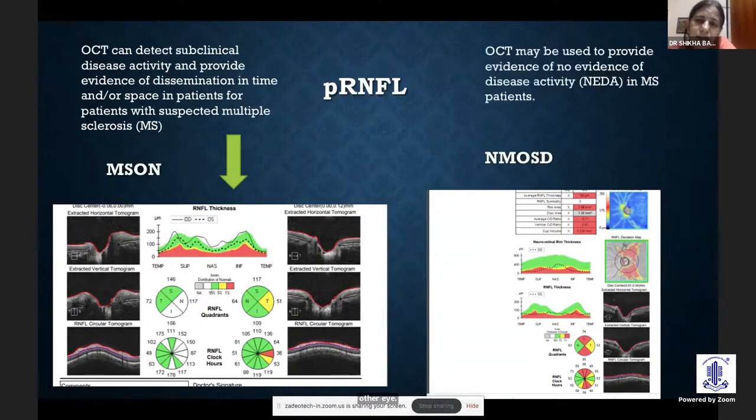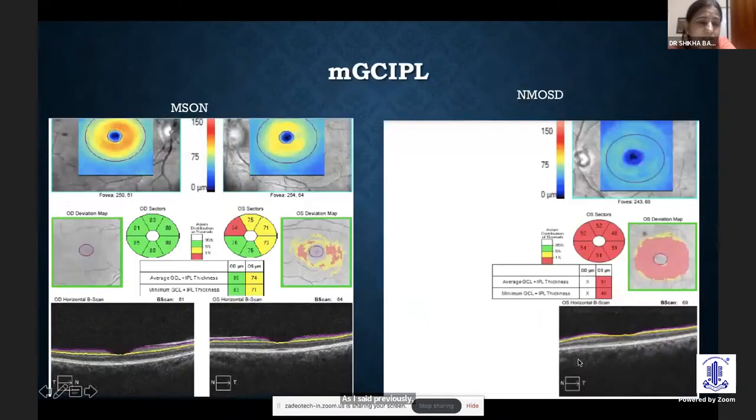OCT can also be used to provide evidence that there is no activity. If the OCT RNFL thickness remains the same, then one can say that there is no active disease activity. As I said previously, in NMO spectrum disorder, the RNFL thinning is occurring in the superior and inferior quadrants.